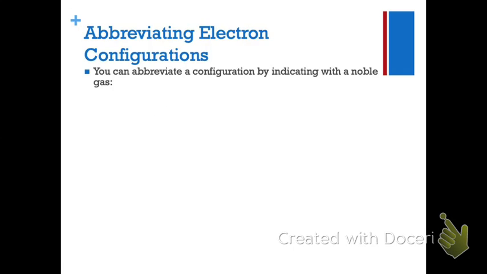All right. If we abbreviate our electron configuration, we can do it by abbreviating it with the noble gas ahead of it. So why would we abbreviate electron configurations with a noble gas? What's special about noble gases? Noble gases are group 18. What's special about noble gases?